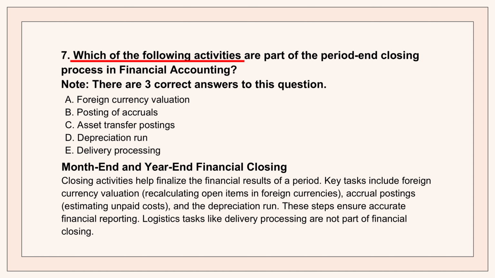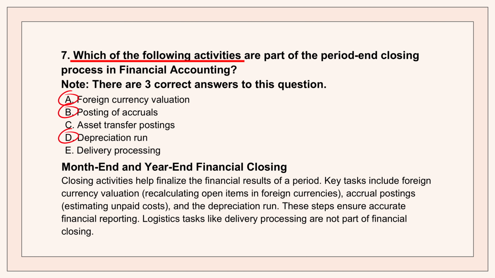Right. Period end is all about making sure your financial statements are accurate for that specific point in time. The 3 core activities here from that list are A, B, and D. Foreign currency valuation, posting of accruals, and the depreciation run. Correct. Foreign currency valuation, absolutely essential if you do business internationally. You need to adjust the book value of any foreign currency assets or liabilities based on the exchange rates at the period end. To get a true picture in your reporting currency. Precisely. Gives you the real value considering currency swings.